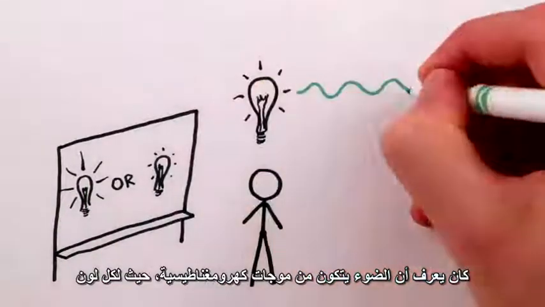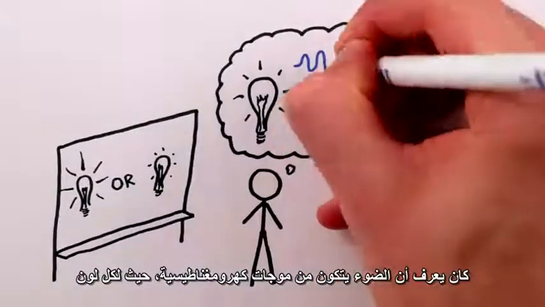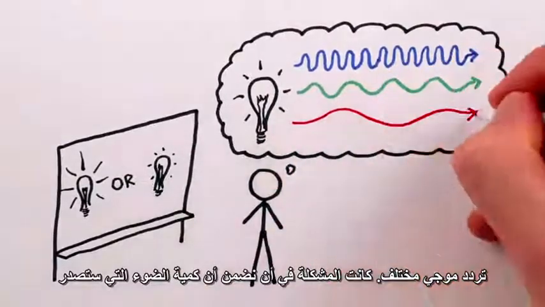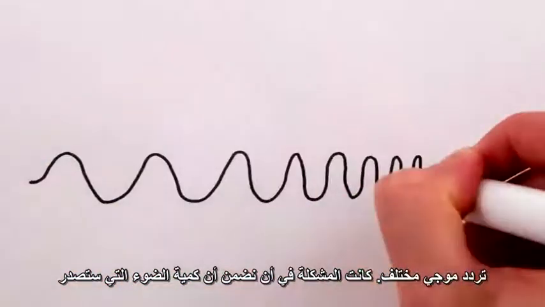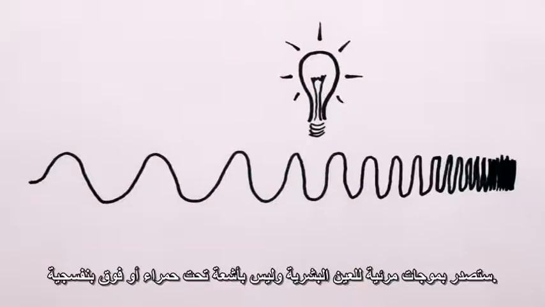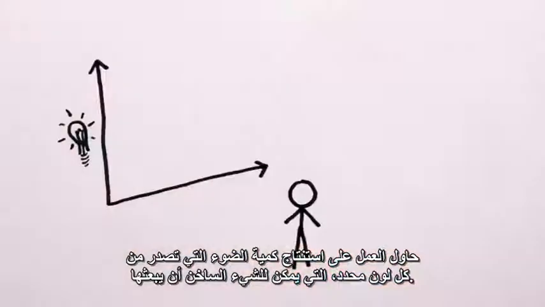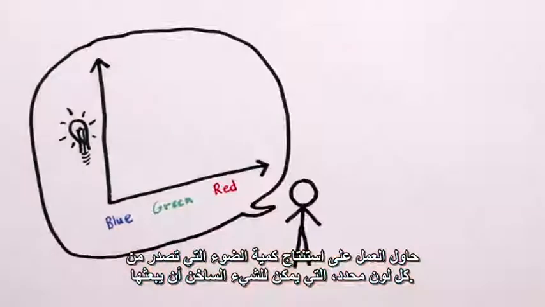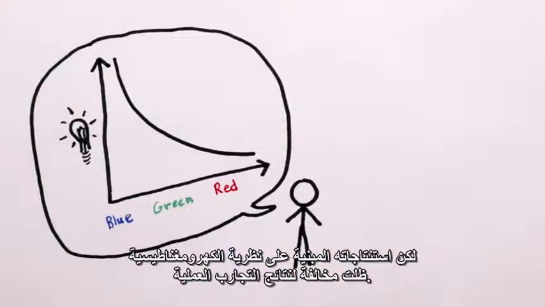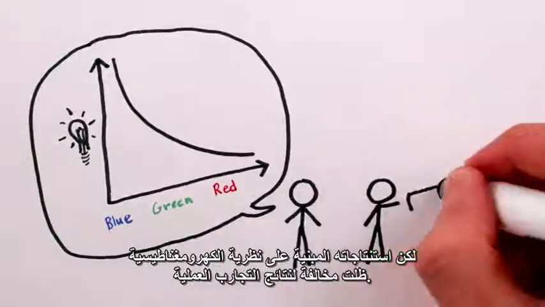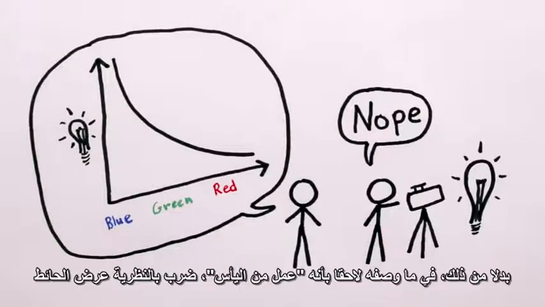He knew that light consists of electromagnetic waves, with different colors of light carried by different frequency waves. The problem was to ensure that as much light as possible was given off by visible waves rather than ultraviolet or infrared. He tried to work out how much light of each color a hot object emits, but his predictions based on electromagnetic theory kept disagreeing with experiments.